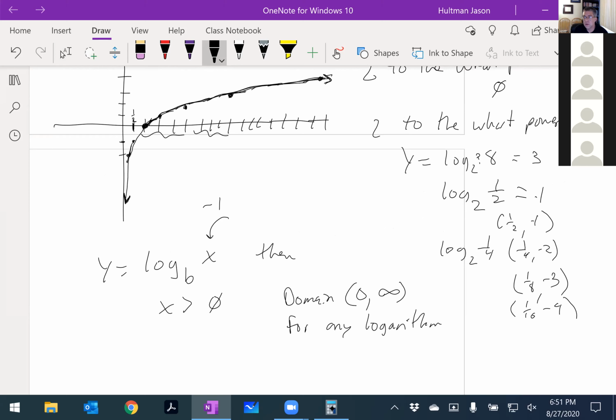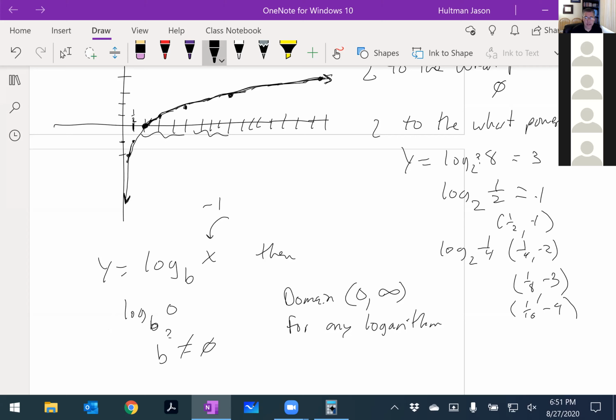Why? Because what is this asking? If I plug in a 0, we have log base b of 0. This is asking b to the what power is 0? Well, can I ever get 0 by raising b to a power? No. B to what power is 0? Nothing. That's what it's asking.